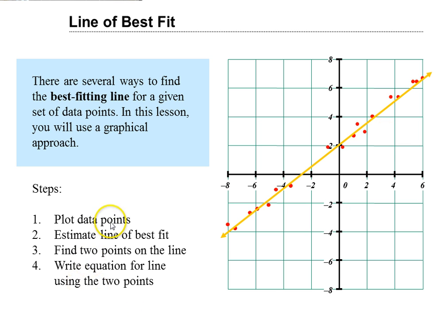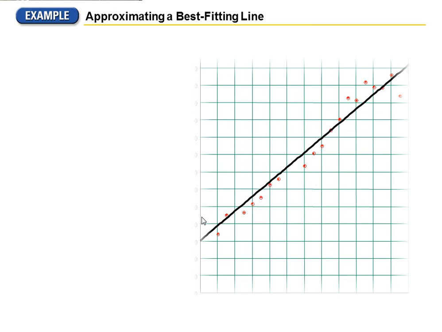So plot your points, estimate the line. This yellow line here isn't going to be the same for everybody, but it will look pretty close no matter who's drawing the line. Then you want to find 2 points on the line and write an equation with those 2 points, which we've done before.